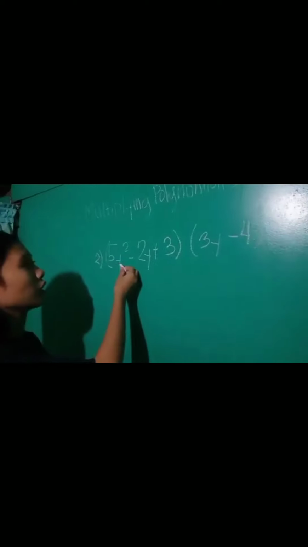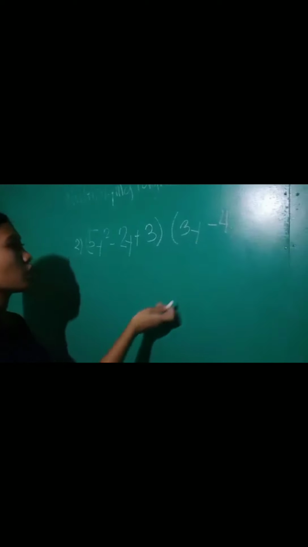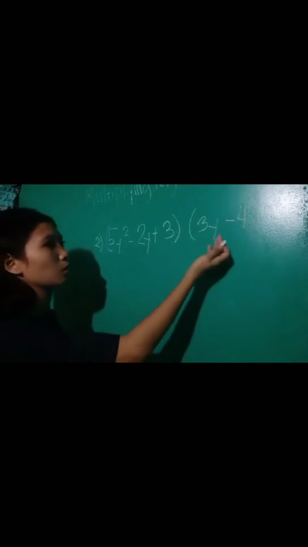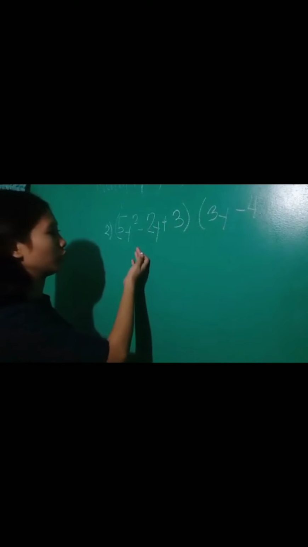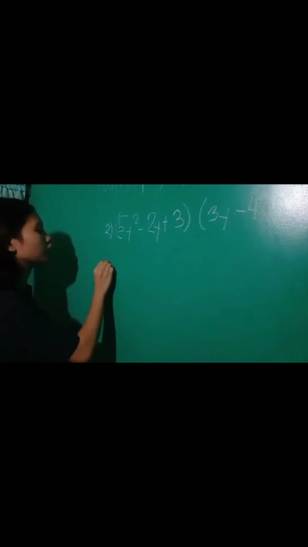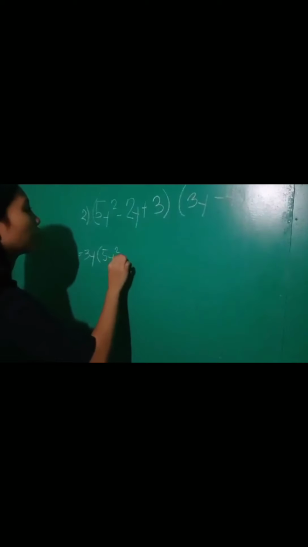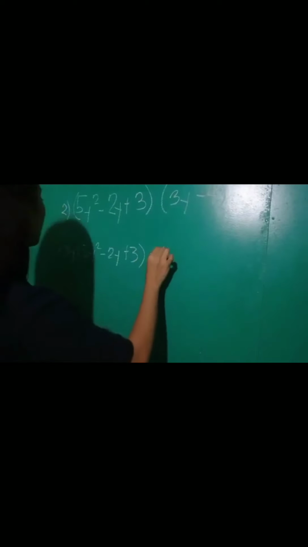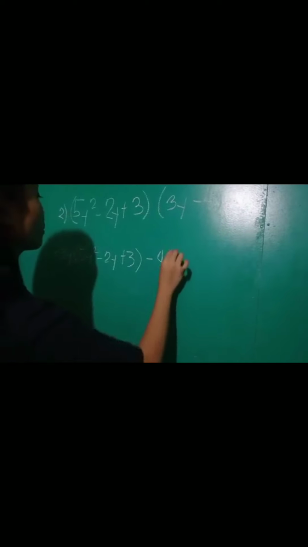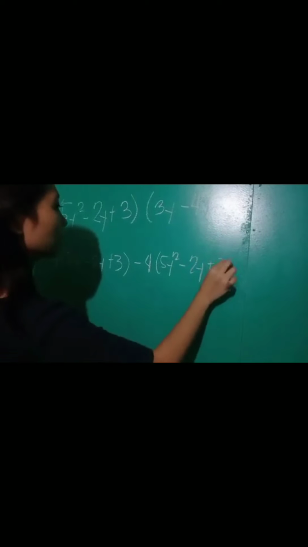We have 5y squared minus 2y plus 3 multiplied by 3y minus 4. This is our multiplicand and this is our multiplier. Distribute each term of the multiplier to the first polynomial. So we have 3y times 5y squared minus 2y plus 3, and negative 4 times 5y squared minus 2y plus 3.